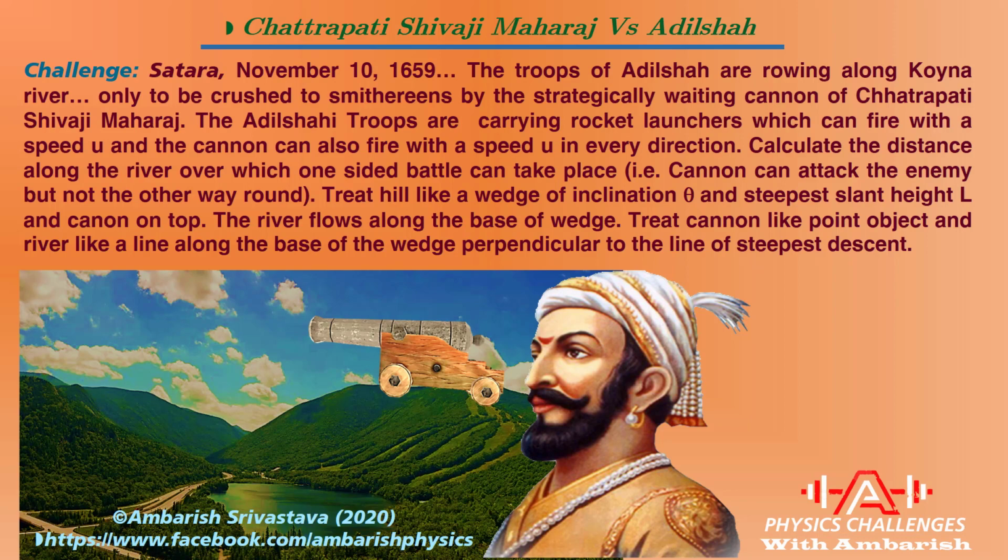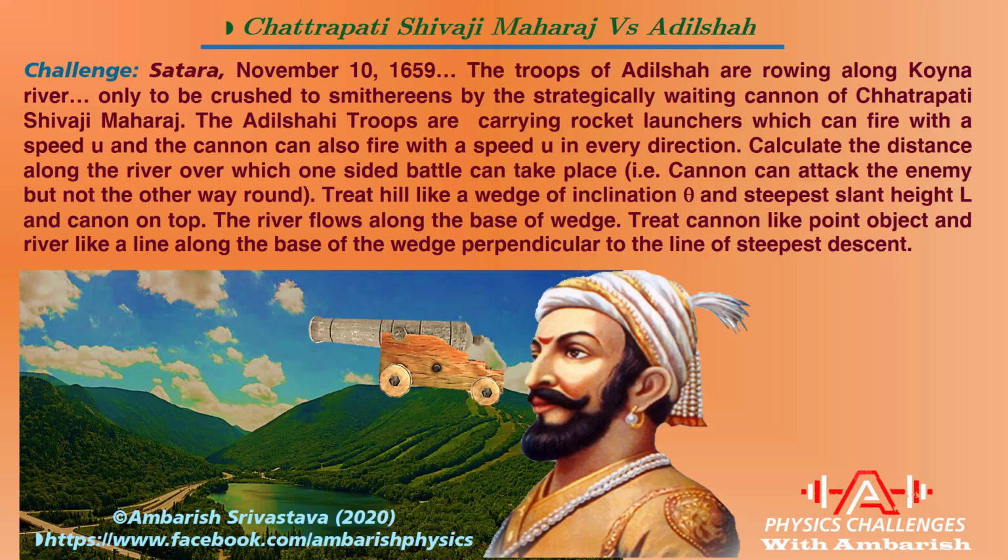Satara, November 10, 1659. The troops of Adilshah are rowing along Koyna river, only to be crushed to smithereens by the strategically waiting cannon of Chhatrapati Shivaji Maharaj. The Adil Shahi troops are carrying rocket launchers which can fire with the speed u, and the cannon can also fire with the speed u in every direction. Calculate the distance along the river over which one-sided battle can take place. That is, the cannon can attack the enemy but not the other way round.